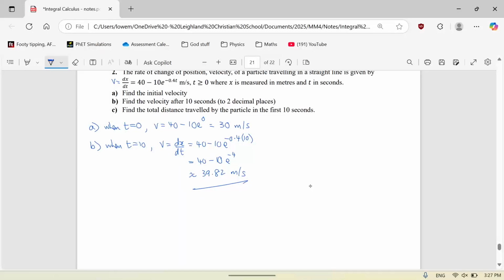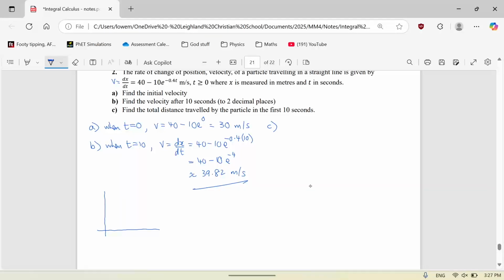Part C simply says to find the total distance travelled by the particle in the first 10 seconds. It's worthwhile thinking about the shape of this curve. For the derivative, it is reflected in the y-axis, and reflected in the x-axis as well, having both negatives here.